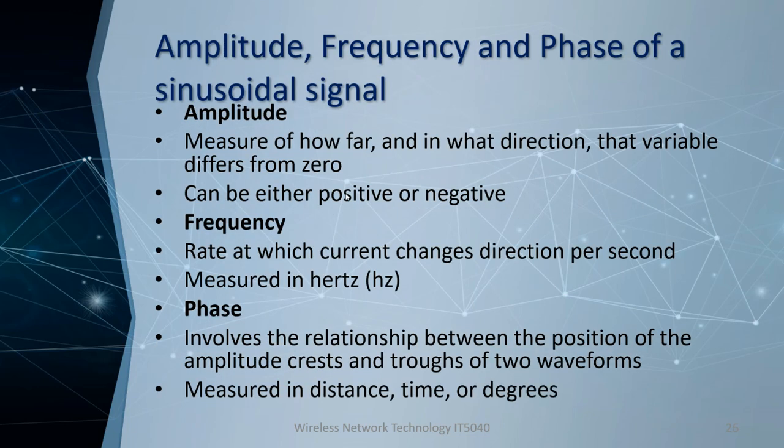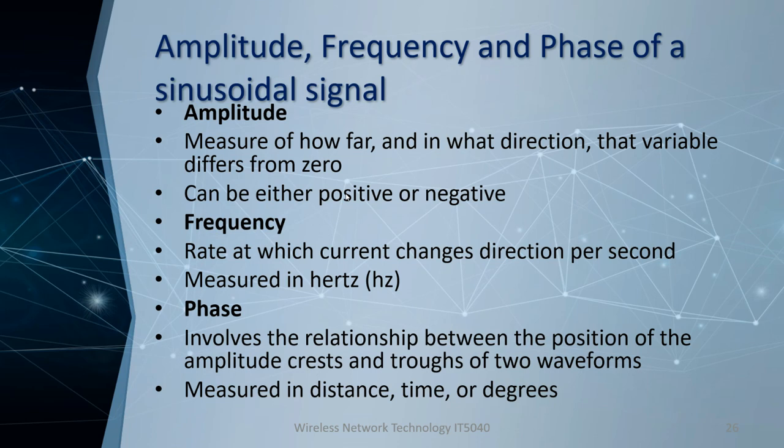Amplitude of a variable is the measure of how far and in what direction that variable differs from zero. Thus, signal amplitudes can be either positive or negative. And frequency is the rate at which current changes direction per second. It is measured in hertz, an international unit of measure, where 1 hertz is equal to 1 cycle per second.